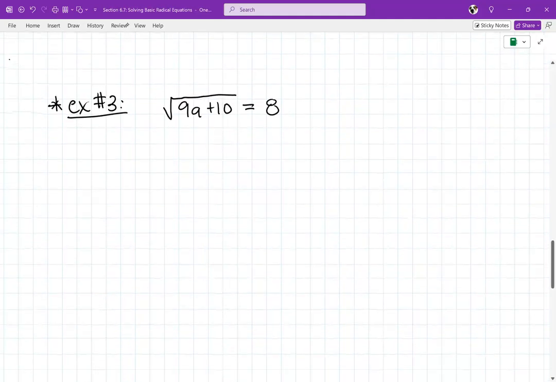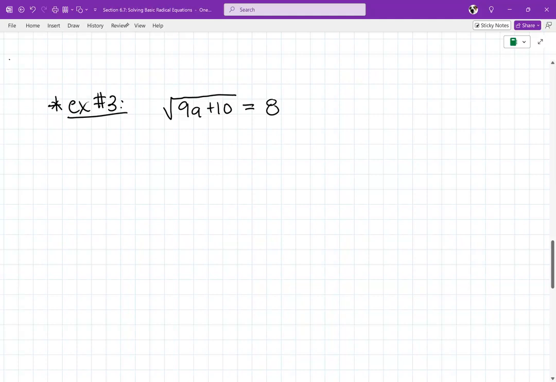All right, example number 3. Now notice this is starting to get a little bit more filled with numbers and variables, but still, notice the square root is not being divided by anything. The square root is not being multiplied by anything. The square root's not being added to by anything. Now you might say, yeah, it is. There's a plus 10. Yeah, but that's inside the square root. I'm talking about outside the square root. Nothing is affecting it. It's just the square root of 9a plus 10 all by itself.